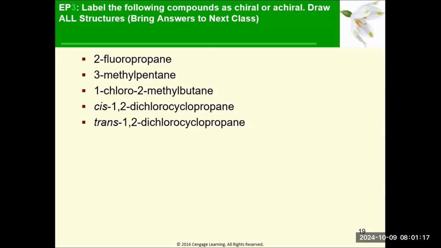Now, we already did cycloalkanes, and so I'm going to let you guys do those examples as well. It's cis-1,2-dichlorocyclopropane. Let's see if you can draw that. Is that chiral or achiral? Now, for the sake of assisting you guys, I'm going to draw the last one, trans-1,2-dichlorocyclopropane, to make sure you guys know how to do that.